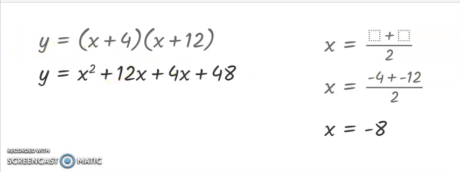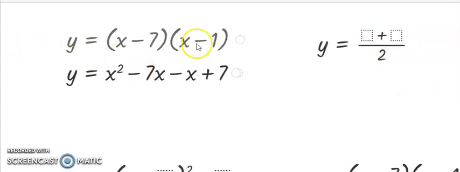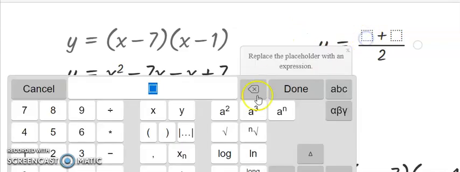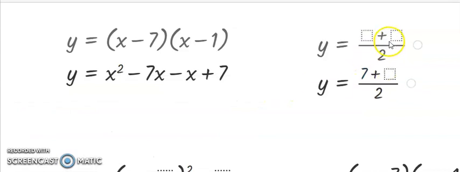So in the second problem number 1, our zero here is 7, 7 minus 7 is 0, and here the value is 1, 1 minus 1 is 0. So I'm replacing the first one with a 7, and the second one with a 1.